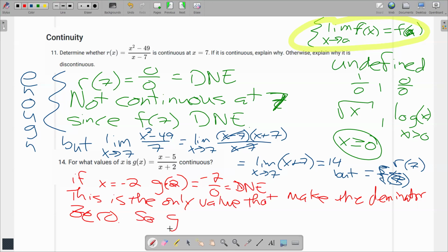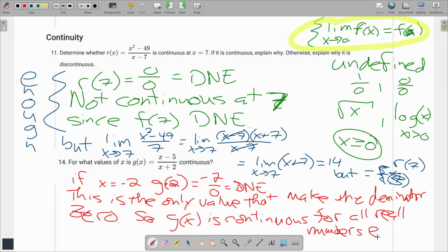So g of x is continuous for all real numbers except -2. Variations on that are awesome. That's the most common answer I get for a question like that. I'll state another way we might go about it.